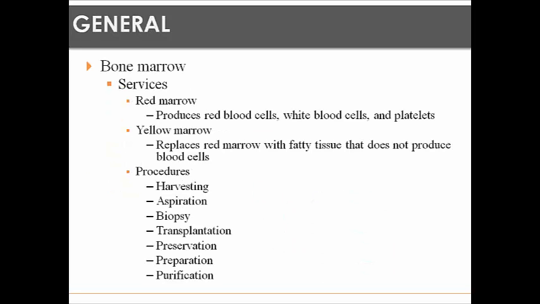And then just some general bone marrow. You can have your red marrow, which produces red blood cells, white blood cells, and platelets. Your yellow marrow replaces red marrow with fatty tissue that does not produce blood cells. And then different procedures for bone marrow. You can harvest it, aspirate, biopsy, transplantation, preservation, preparation, and purification.